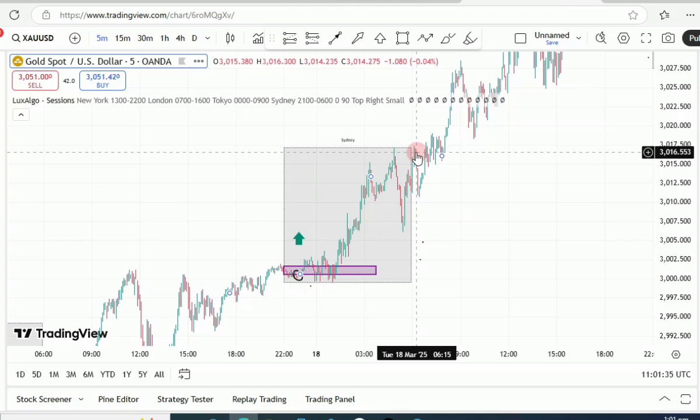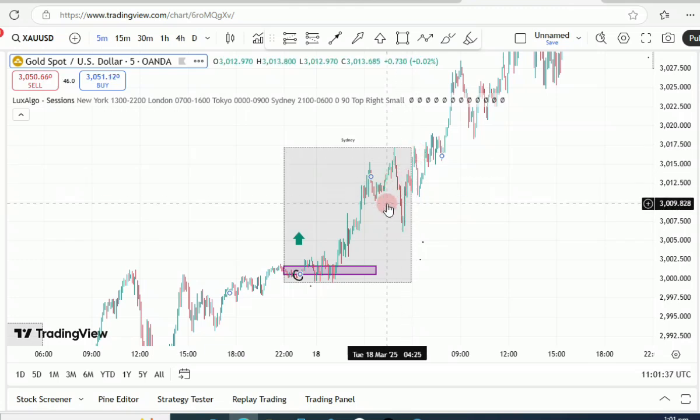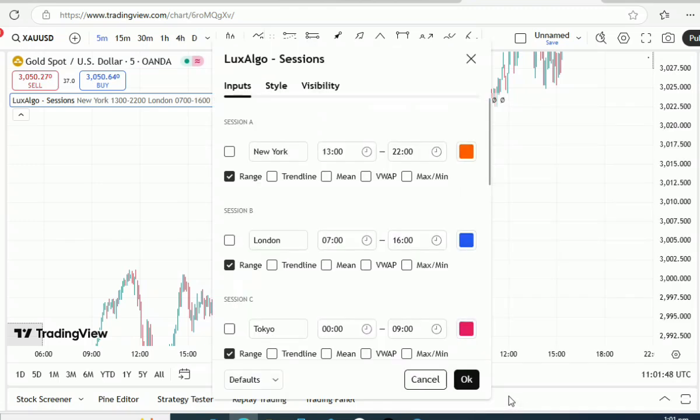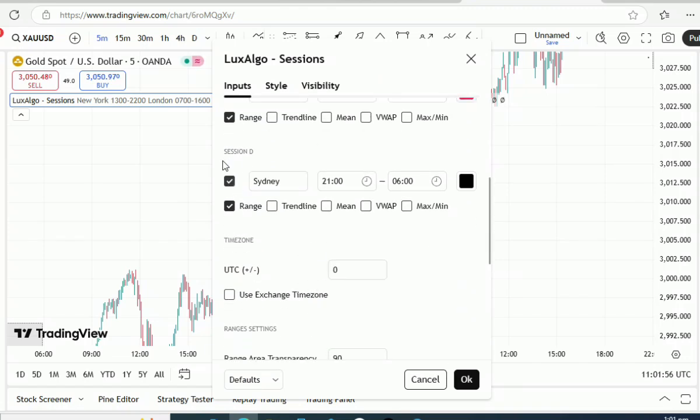Now we are on the Sydney session. If we're on the Sydney session, there are a lot of things that I want us to really take note of, because my dear friends, I don't want you to be lost here. I really don't want you to be lost. So we are just going to remove New York, we're going to remove London, we're going to remove Tokyo, and then only be left with Sydney.